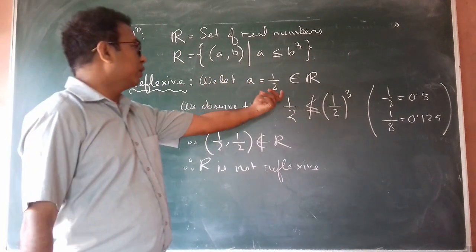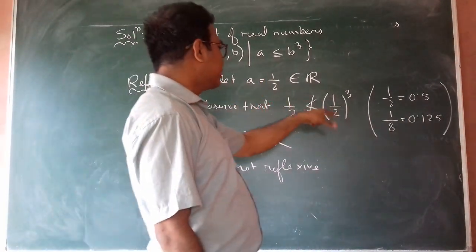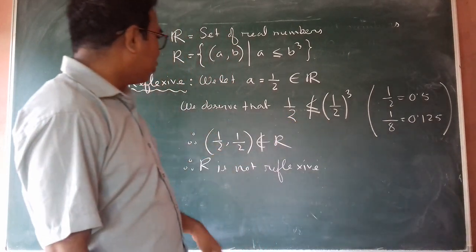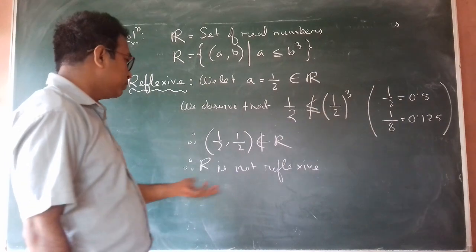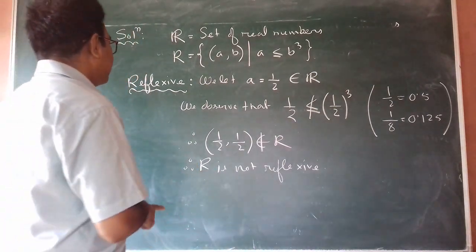We have one example, a equal to 1/2, and we observe whether 1/2 is less than or equal to (1/2)³ or not. If it is not, then (1/2, 1/2) does not belong to R. Hence we can conclude that R is not reflexive.